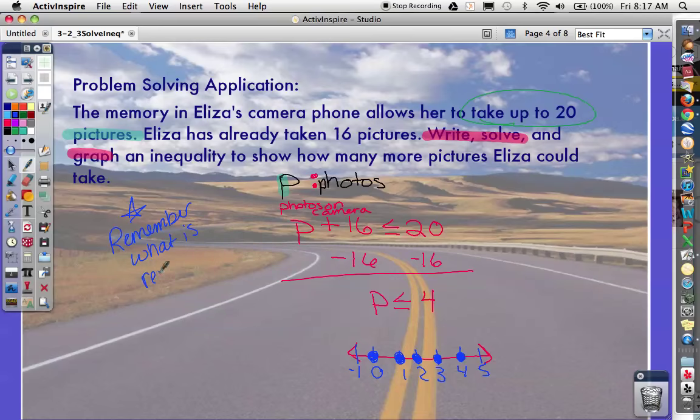We talked about this whenever we did percents. If you remember, I said always check your answer and ask yourself, does it make sense? Is that possible? We can't take a negative amount of pictures, so you would want to only show that up to 0 on your graph.